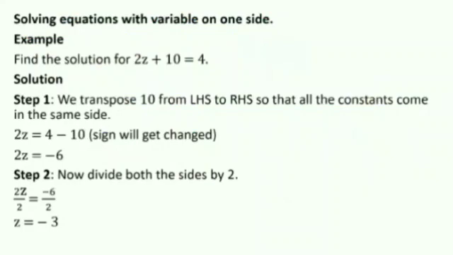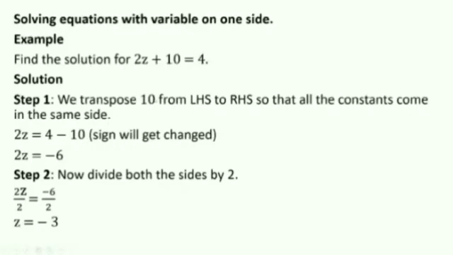Solving equations with variable on one side. This was our first topic in session 1, if you remember. Here, taking one more example, find the solution for 2z plus 10 is equal to 4. Here you can see the variable is z and it is on the left hand side of the equation. On the right hand side, we don't have any variable. We just have one constant number, that is 4.